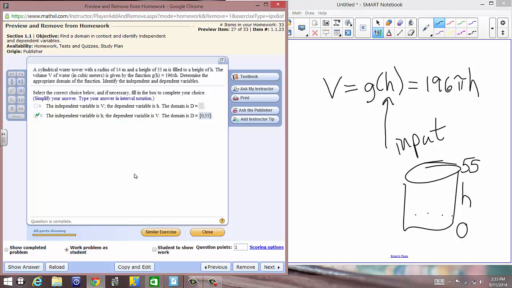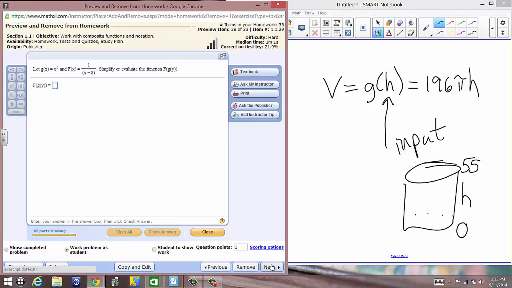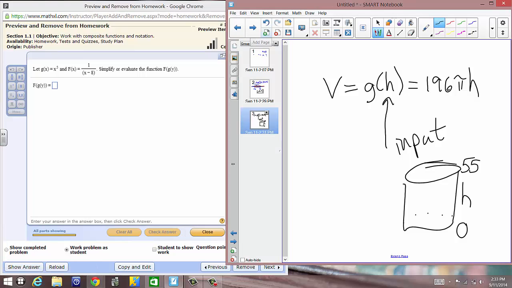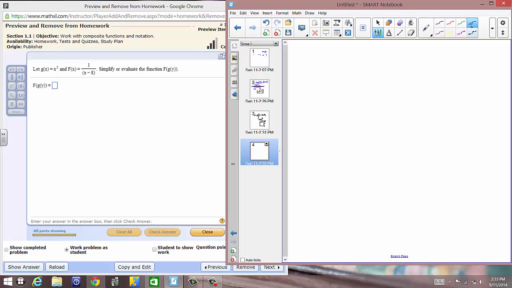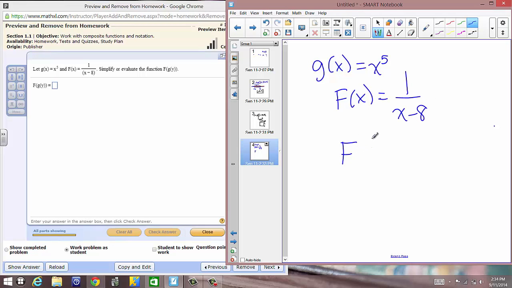The next one that gave some people some trouble is 28, so let's take a look. We have two functions, and we would like to find the composition. So we have two functions. G of x is x to the fifth, and capital F of x is 1 over x minus 8. And we would like to find f evaluated at g evaluated at y.